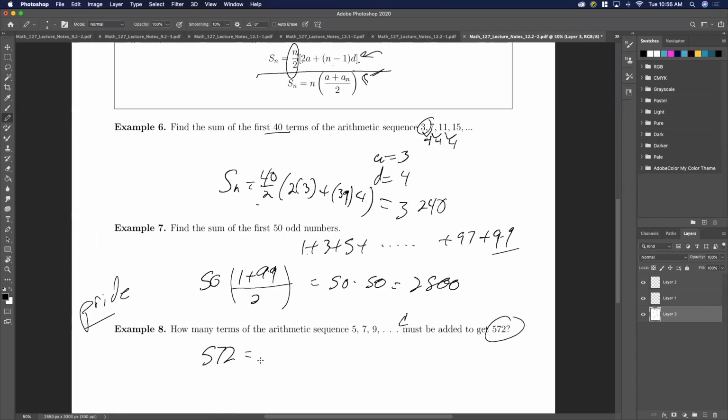And so it's going to be n, which I don't know, divided by 2 times 2a. Do I know what a is? Yeah, a is 5, right? So 2 times 5, plus n, which I still don't know what it is, times, well, what's the difference here? 2. So the difference here is 2.